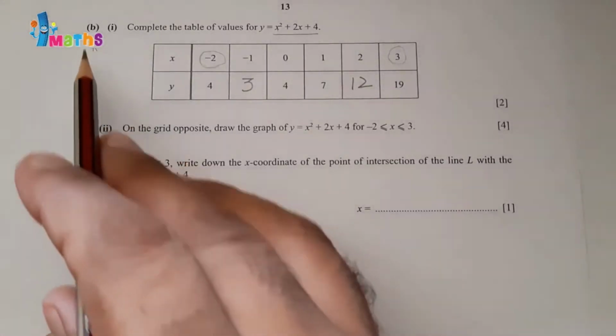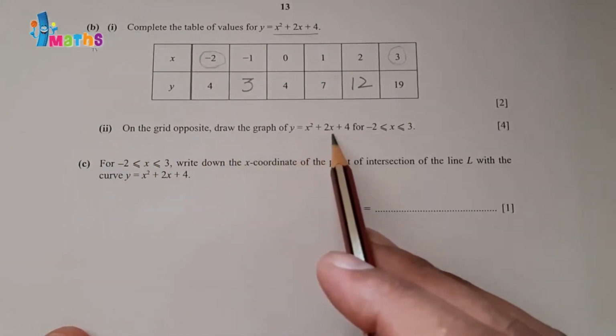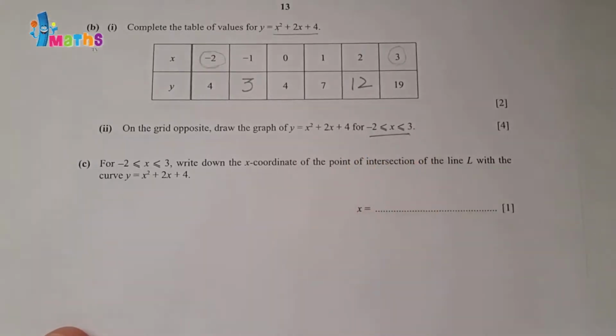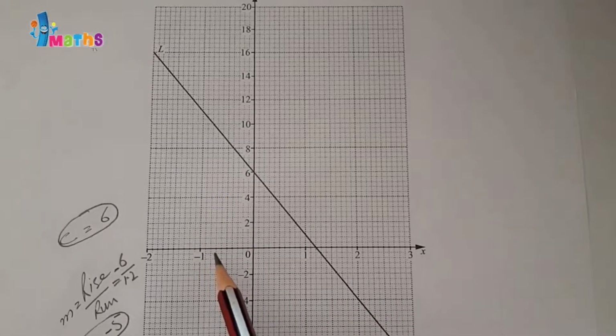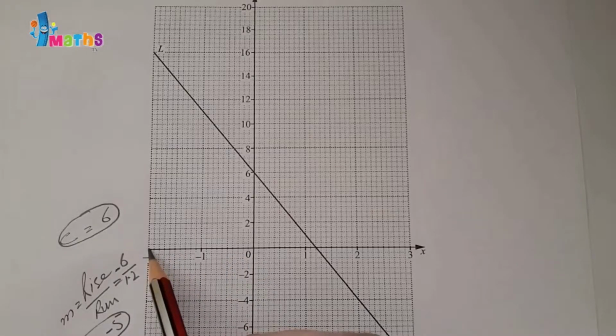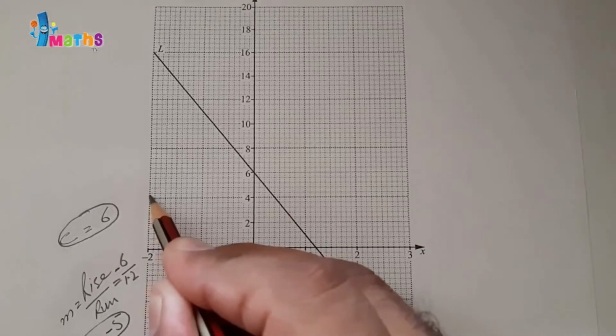The second part of B is on the grid opposite, draw the graph of y equals x squared plus 2x plus 4 for this given range. Now we will have to plot the points. The given points are now shown on the screen, x values and y values. First point is minus 2 and 4. So minus 2 here and 4 will be this one. So our point will be this.